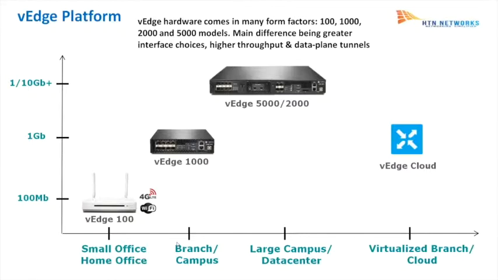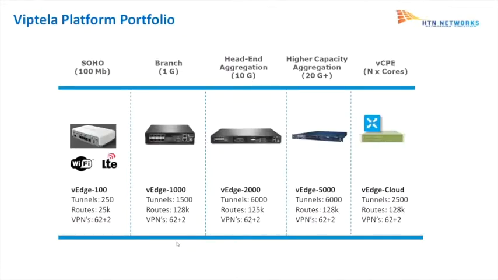And then you also have an option of going with vEdge Cloud. So that's how it goes: SOHO means a small office or home office, then branch, head-end aggregation, then higher capacities, 20 gig plus, and then the virtual vEdge. This is the vEdge platform.